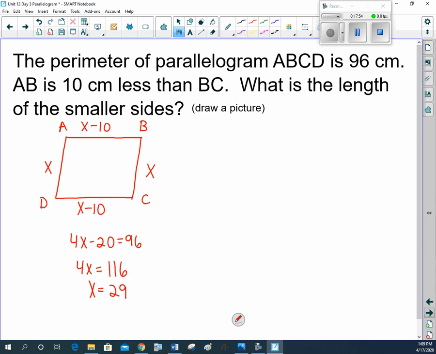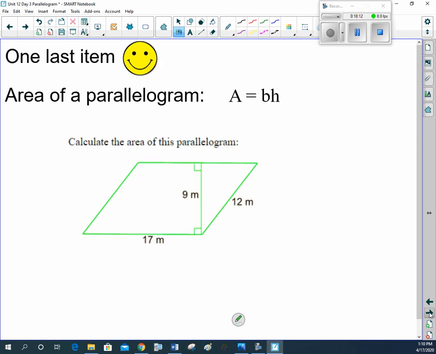Okay, it says what's the length of the smaller side? Well, this side right here is 29. And this side right here is 29 minus 10, so it's 19. So remember, it wasn't drawn to scale. So our length of our smaller side is 19 centimeters. Okay, and then one last idea.